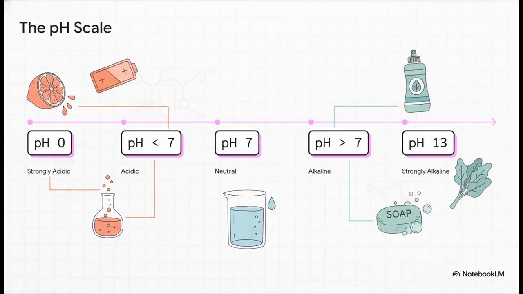And we measure all this on the pH scale, which usually runs from 0 all the way to 14. Right smack in the middle at pH 7, we find neutral things like pure water. Anything below 7 is acidic, and the lower that number gets, the stronger the acid is. And anything above 7 is alkaline, and you guessed it, the higher the number, the stronger the alkali.